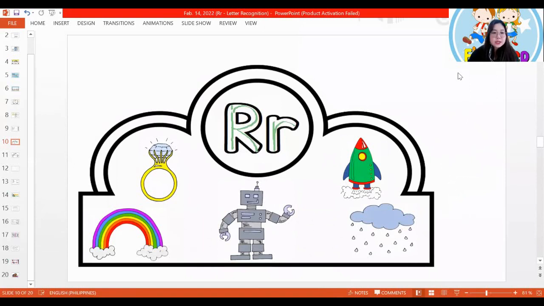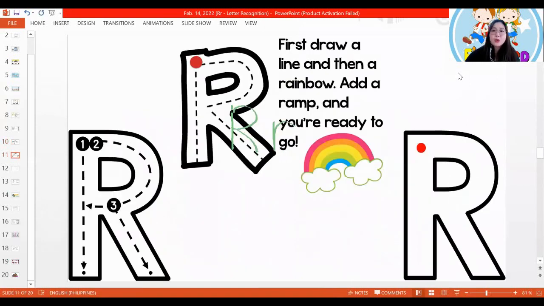So let's continue by practicing how to write our capital letter R. So can you get your whiteboard and your whiteboard markers? Let's make our capital letter R. First, draw a line, then a rainbow, add a ramp, and we're ready to go. So let's start at the top. We make a straight line down. Then we go back up to the top, make a small curve to the middle, and you kick.